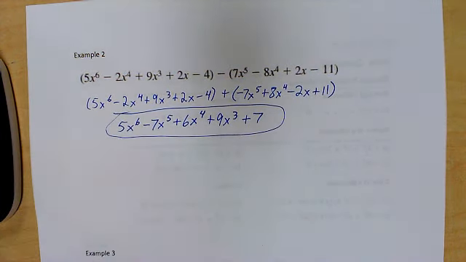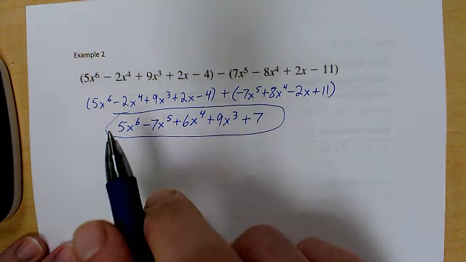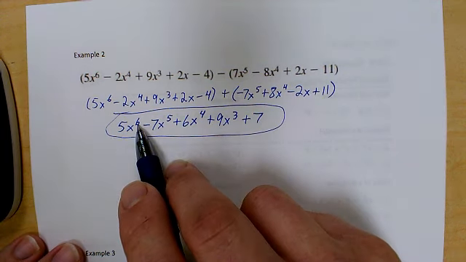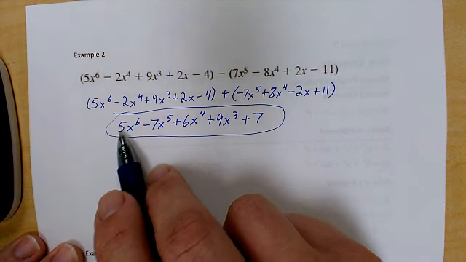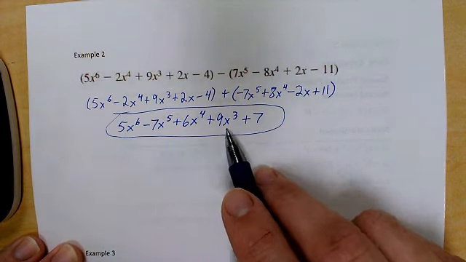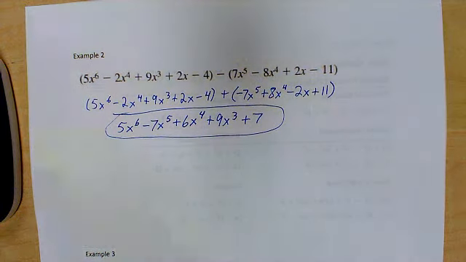Just a quick note here about degree and number of terms. This polynomial would be of the 6th degree. You'll go with the highest exponent that you see there. And it would be said to have 5 terms in it.